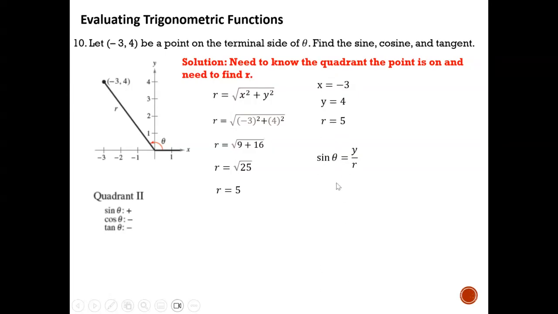Now sine is y over r, cosine will be x over r, and tangent will be y over x. So sine is going to give us 4 over 5, cosine will be -3 over 5, and tangent will be 4 over -3, which is -4/3. You see, guys, my sine is positive, and cosine and tangent are negative.